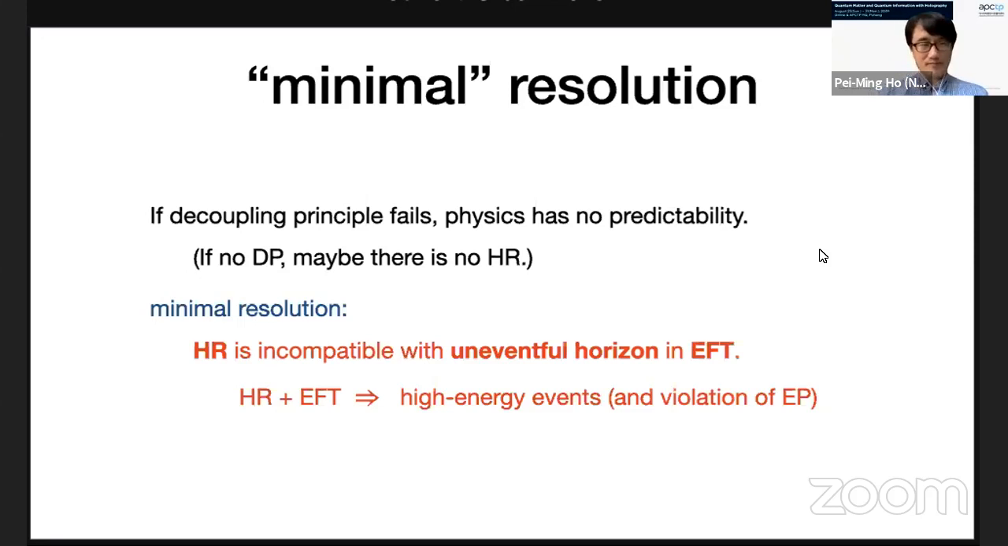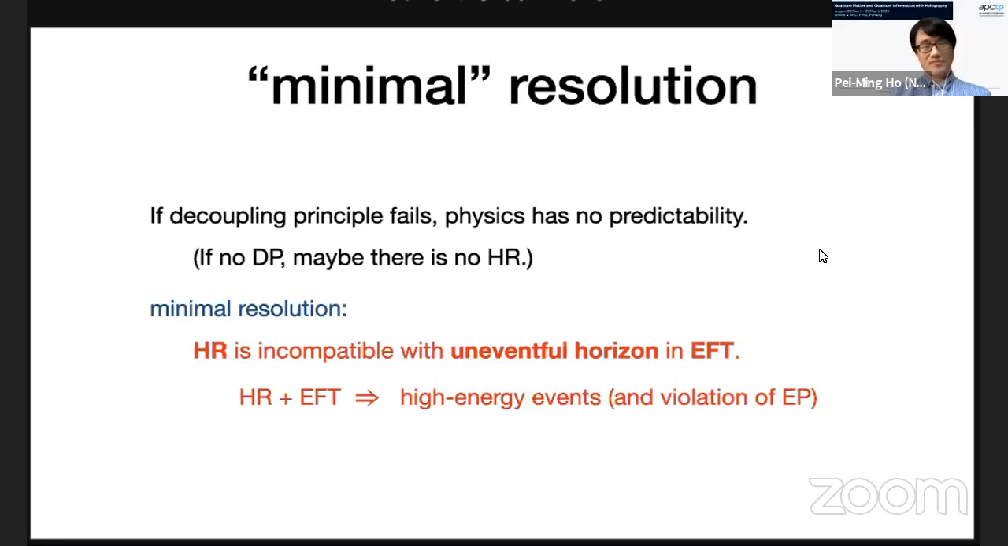So to not worry about the information in black hole evaporation, the minimal resolution required is the following. First of all, I suppose we do not want to give up decoupling principle, because if we give up decoupling principle, then you cannot trust anything you derived in low energy effective theory, including Hawking radiation. So basically you can just say that, oh, maybe I don't have Hawking radiation, and then I have just classical black holes, so there's no information loss. So giving up decoupling principle is like giving up everything. So that must be kept.